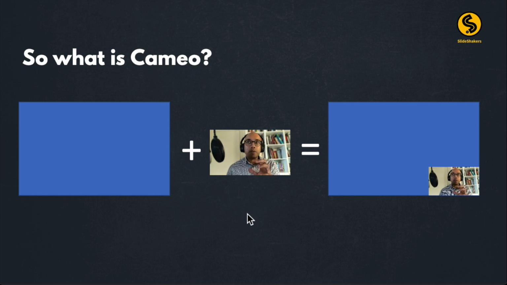When you add a shape to your slide, you can change the outline color, you can do things like reflections and glow and all sorts of funky things. You can even add animations and transitions to it. That's exactly what you can do with Cameo, and I'll demonstrate it in a second.